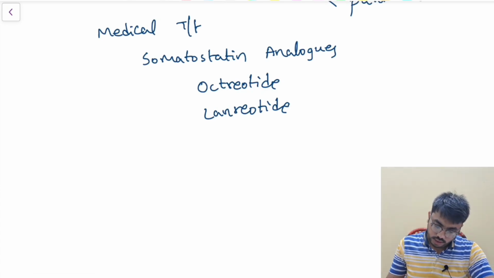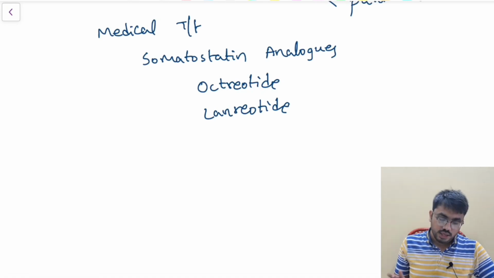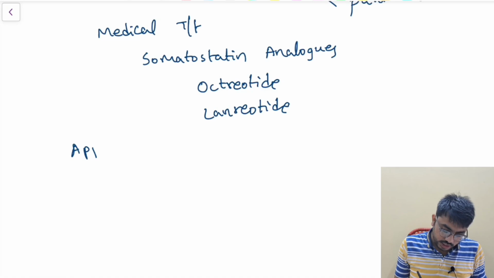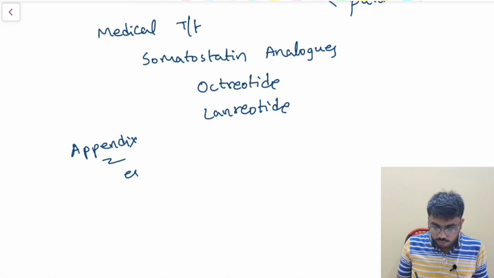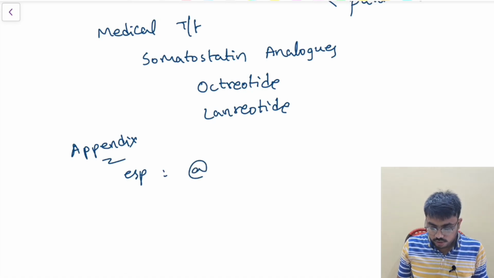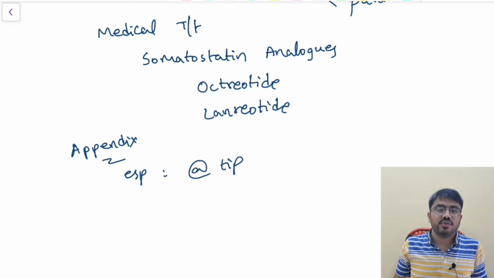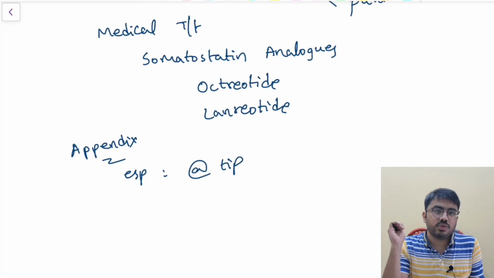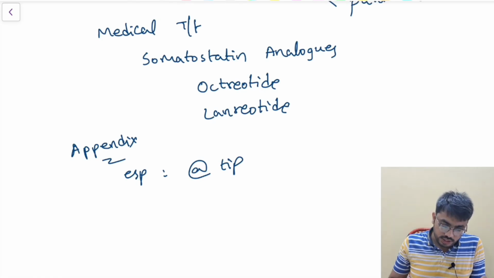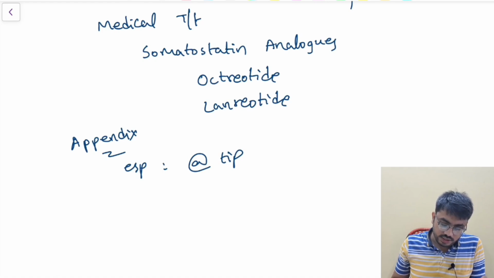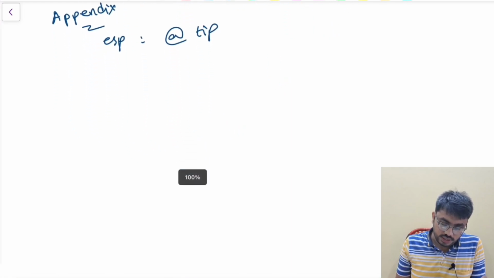Now, what is the other place where we can see this? Even in the appendix I can see carcinoid tumor. Now, what is the place in the appendix where I am going to see this? At the tip of the appendix. Tip of the appendix is the most common site where I am going to see the carcinoid. Suppose there is an appendicular cancer due to carcinoid. Carcinoid is within the appendix. How to treat this?